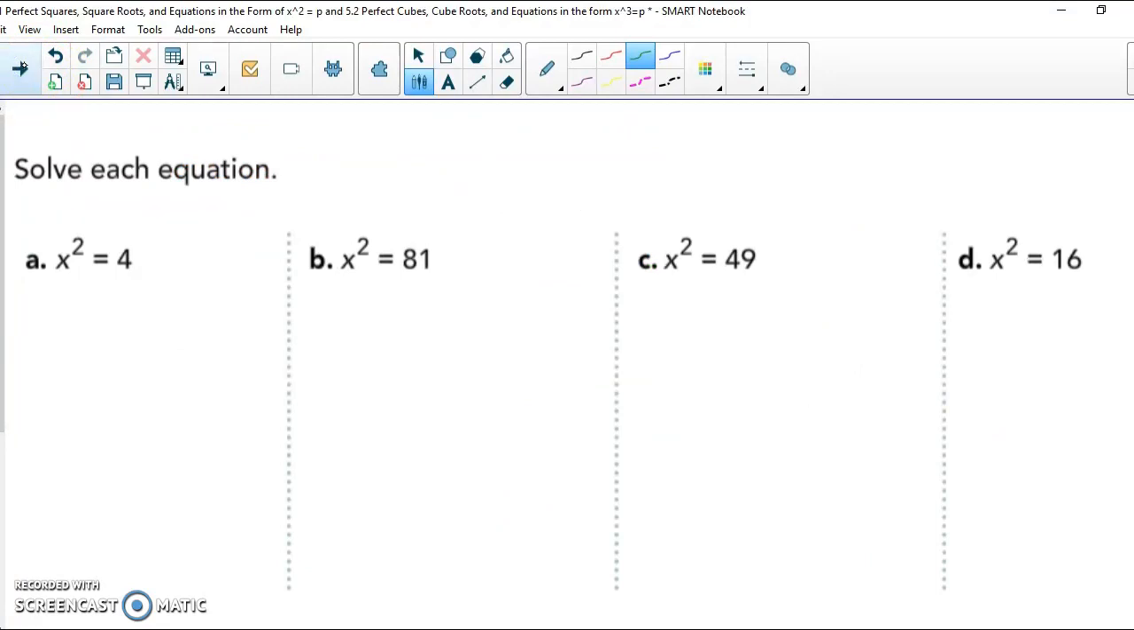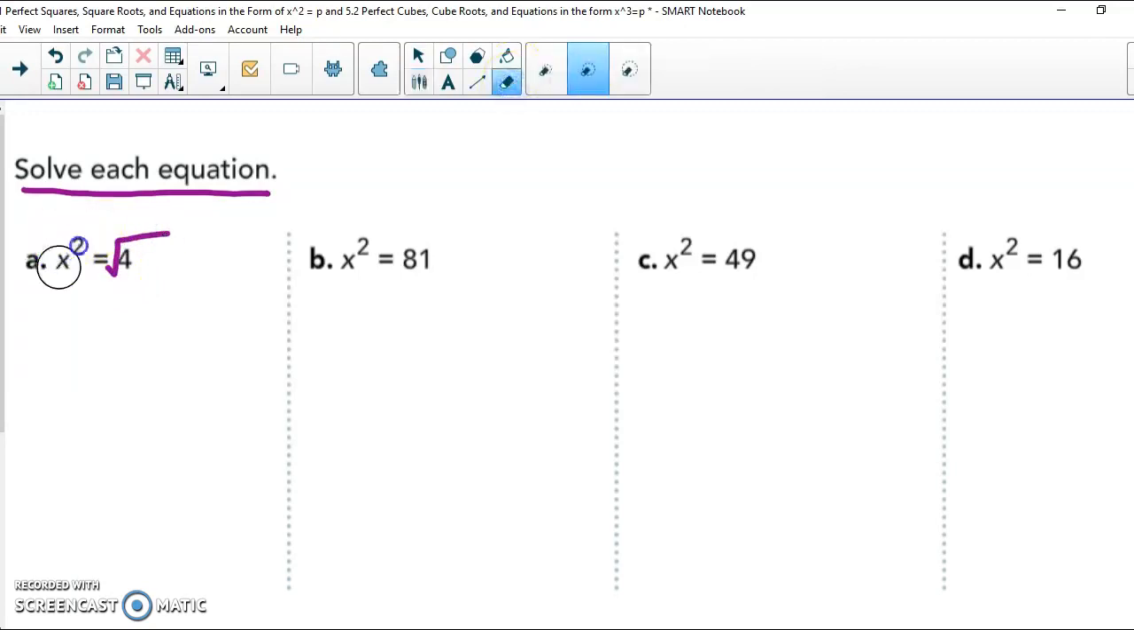Okay, so let's try out a couple here. Let's do A and B together, and then you can pause the video and do C and D on your own. I need to solve each equation, which means I find the value of the variable. So I want to undo this exponent. The opposite of squaring a number is to take the square root. Whatever I do to one side, I have to also do to the other.